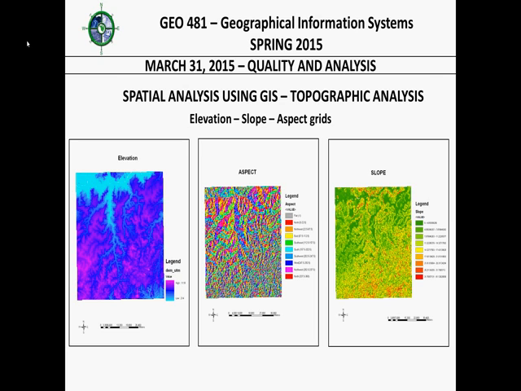Aspect is an analysis that indicates the direction, the compass direction that land is facing. So if you're on the north side of a mountain, your aspect is north.